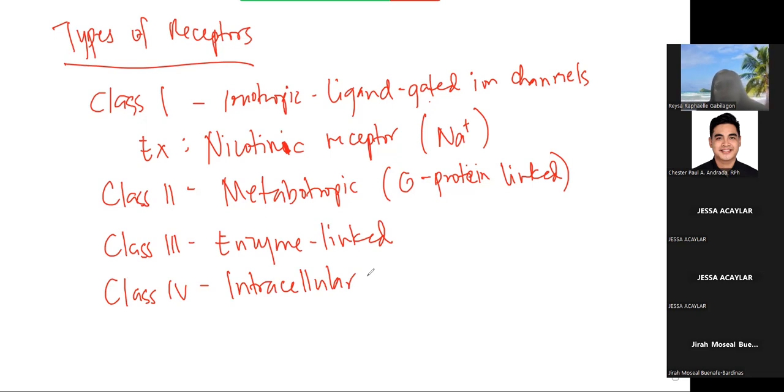So from the name itself, intracellular, then we can say that this one is really found inside the cell. Okay? So nasa loob ng cell. Just like we have the tubulin, which is the receptor of our colchicine. Okay, our anti-gout na colchicine.